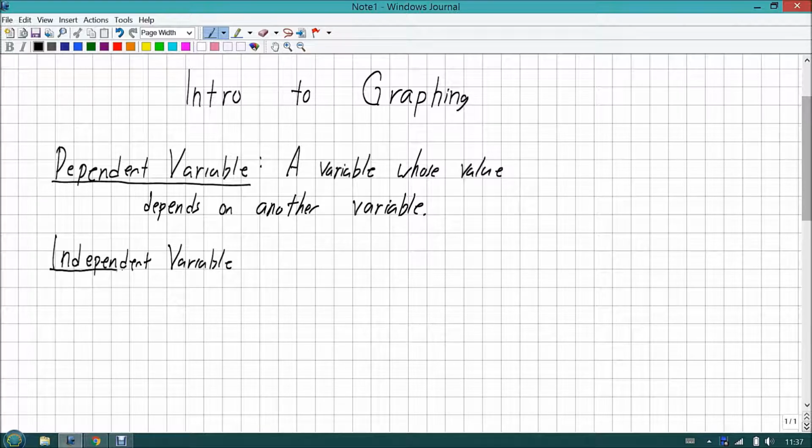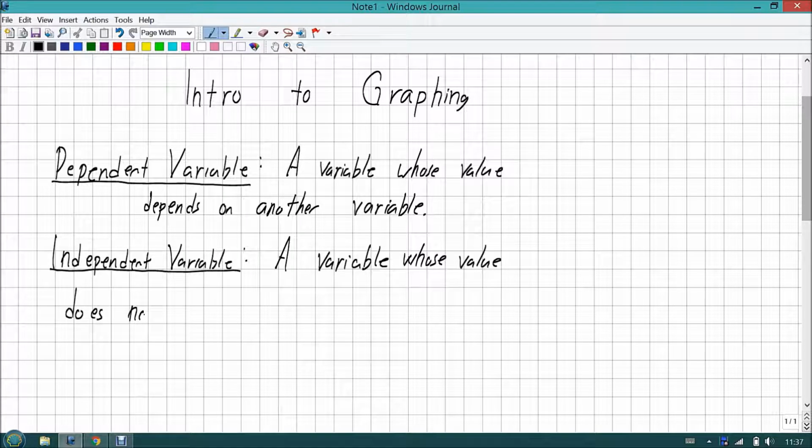The independent variable would be a variable whose value doesn't depend on anything else. So a variable whose value does not depend on any other value. So this is the one that just doesn't care. This is the one that sets itself.